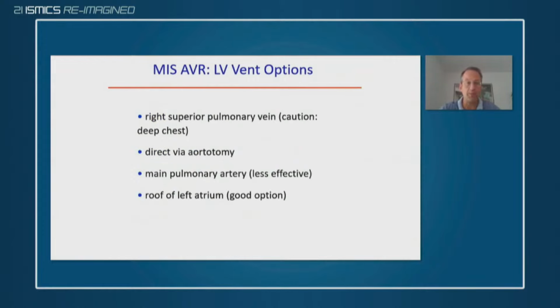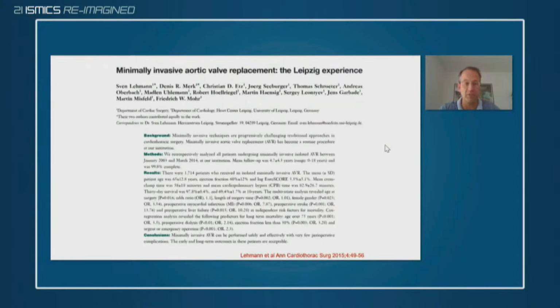Left ventricular venting options. We usually use the right superior pulmonary vein, but it can be difficult if the chest is deep. You can also put a vent through the aortic valve. I personally do not like doing that. You can vent the pulmonary artery, which is a little bit less effective than the other techniques. Or another very good option that is easy to get to and gives you good drainage is right through the roof of the left atrium, and you just simply put a stitch in it afterwards.